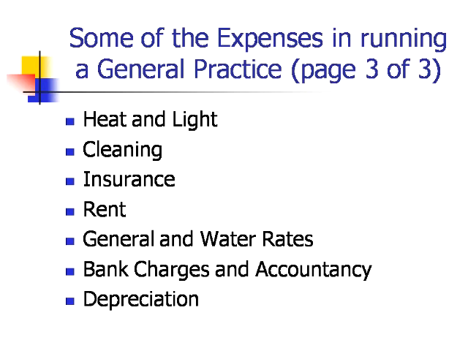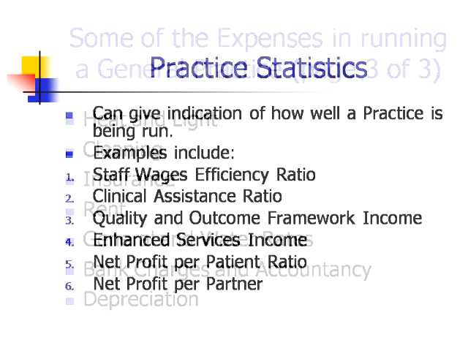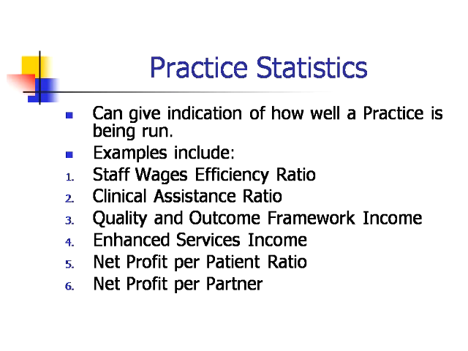And what are practice statistics? Practice statistics can give an indication of how well a practice is being run. Examples include things like staff wages efficiency ratio, clinical assistance ratio, quality and outcome framework income, enhanced services income, net profit per patient ratio and net profit per partner.